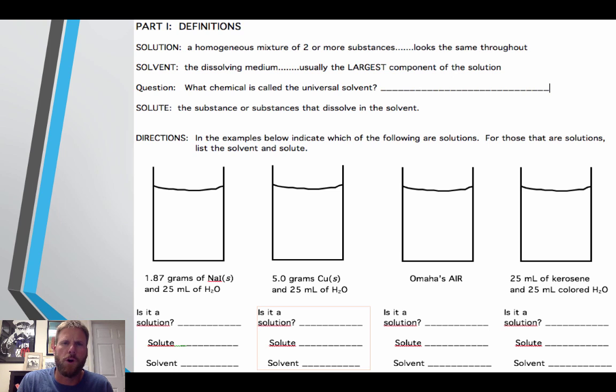A solution is composed of two parts, a solute and a solvent. The solvent is the medium that does the dissolving. The solute is what dissolves in the solvent. So who can remember what the universal solvent in inorganic chemistry is? What could that be? That's right. It's water. Water is the universal solvent that we use in inorganic chemistry.